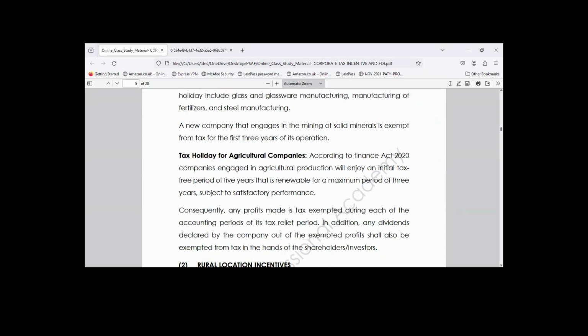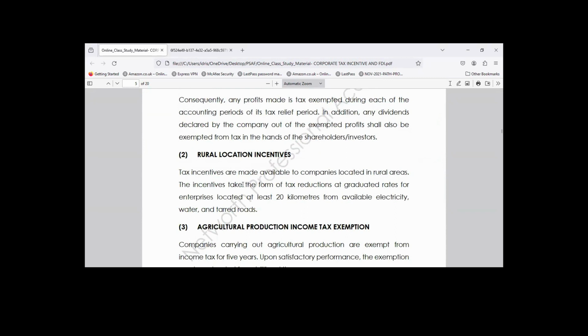Another tax incentive is the rural location incentive. This rural location incentive is given to a company located in a rural area, a place that is at least 20 kilometers far from where there is electricity, where there is tarred road, where there is a good water network. All these companies will be given the rural location incentive.